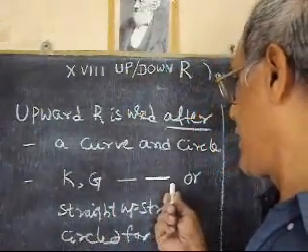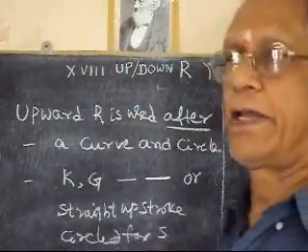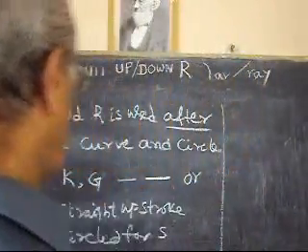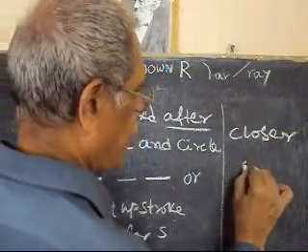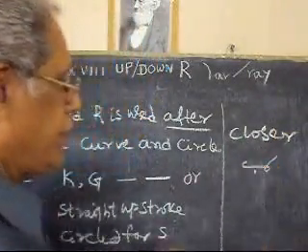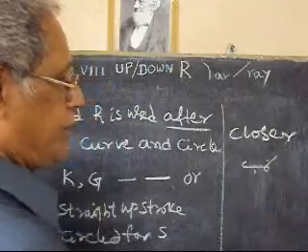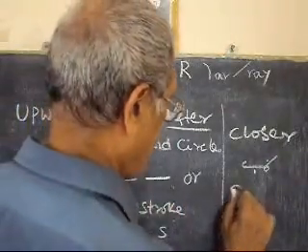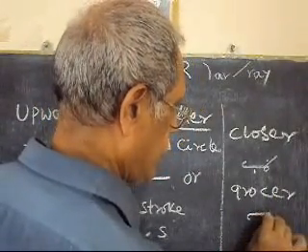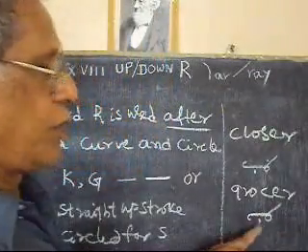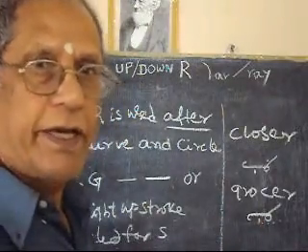Then, after K or gay, or straight upstroke, circle for S. Closer. You see? This is K. Circle is there. Closer. Grosser. After K or G, have K, circle.